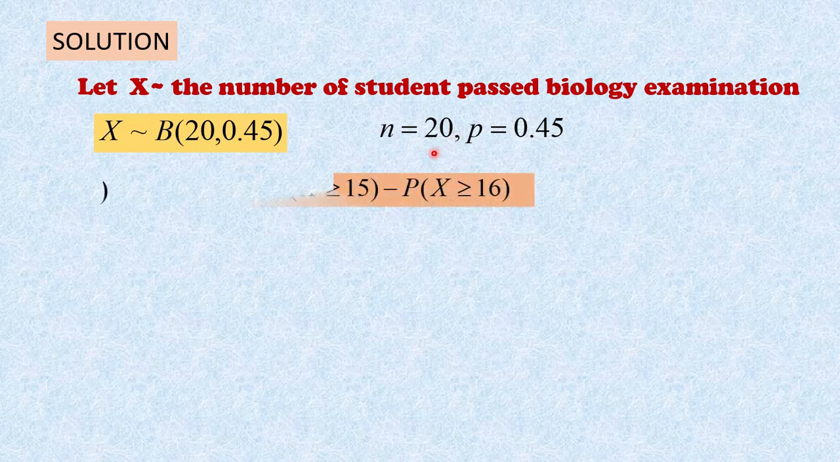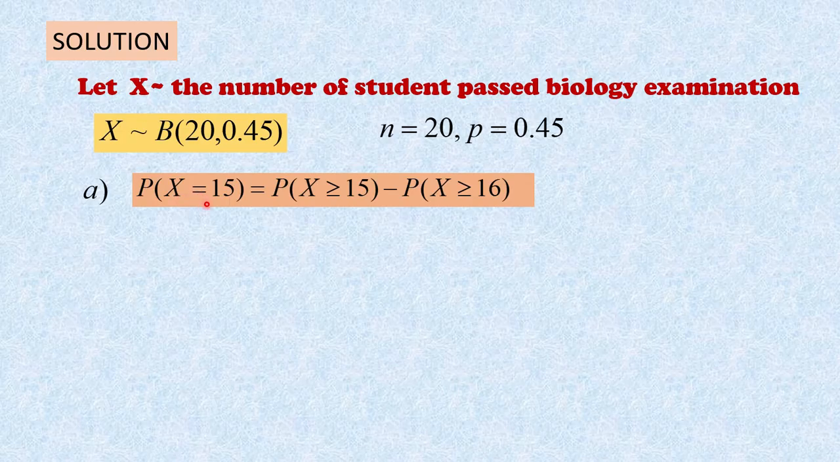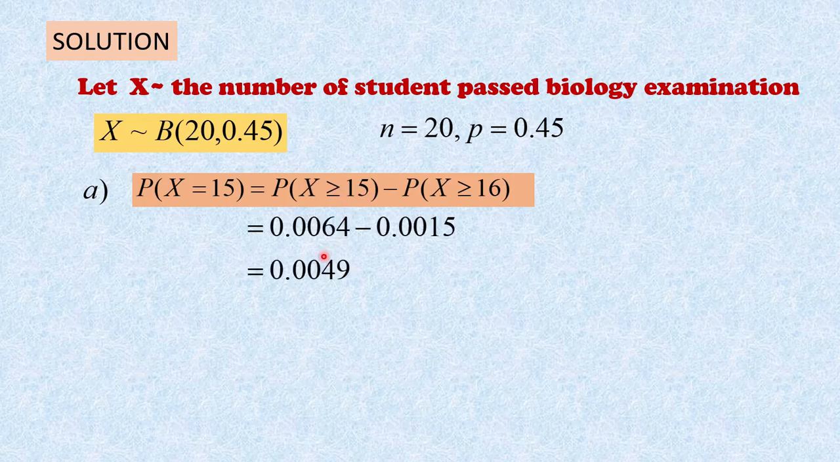Okay, so the question asks probability x equals 15, that is exactly 15 students pass the exam. So, like the previous example, the formula is given as P x more than or equal 15 minus P x more than or equal 16. The next integer after 15 is 16 because the table reads more than or equal. So the answer is 0.0064 minus 0.0015, and we get 0.0049.